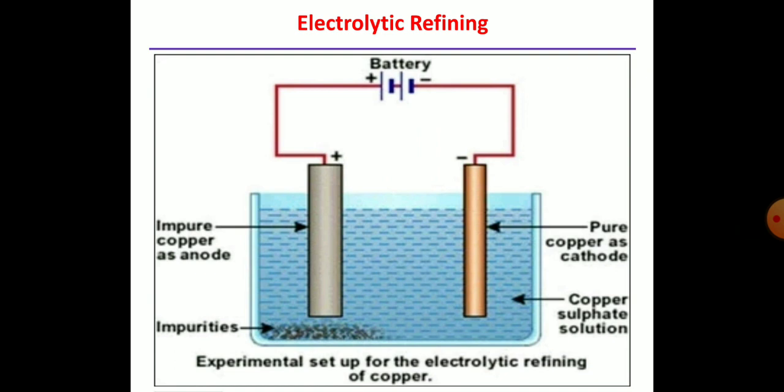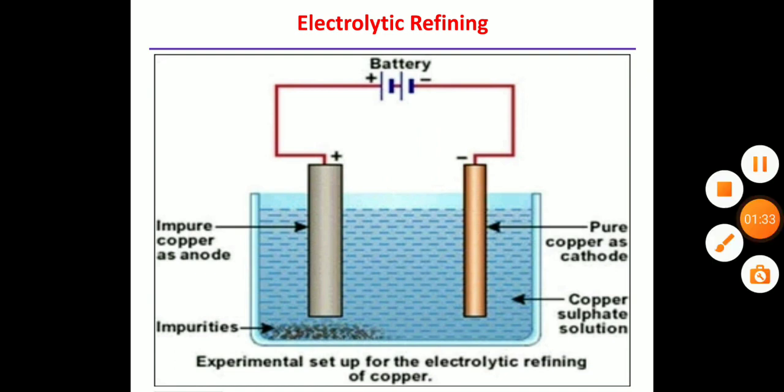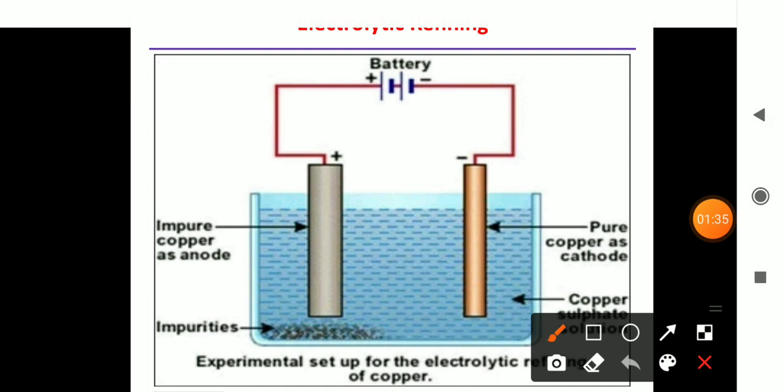Okay, so dear students, this is the setup of electrolytic refining process. This beaker is called as electrolytic cell, and it contains 2 different electrodes. Electrodes are nothing but simply metal rods. When we use metal rods in electrolytic refining process, they are called as electrodes. There are 2 kinds of electrodes we need to carry out electrolytic refining. Those are anode and the one more is cathode.